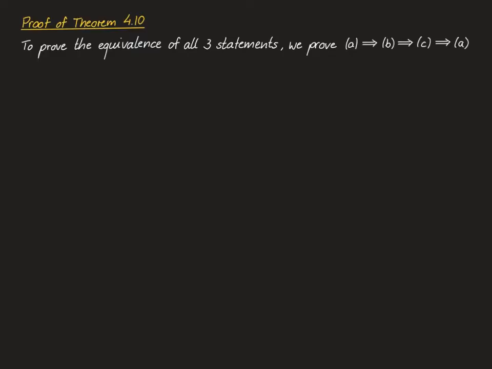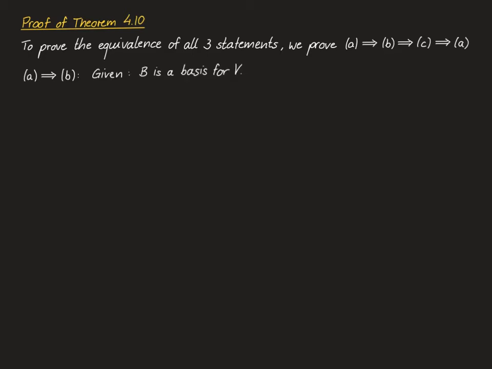Now let's look at the proof of Theorem 4.10. To prove the equivalence of the three statements, we actually prove three things. First, A implies B, then B implies C, and finally C implies A. Let's start with the proof that A implies B.